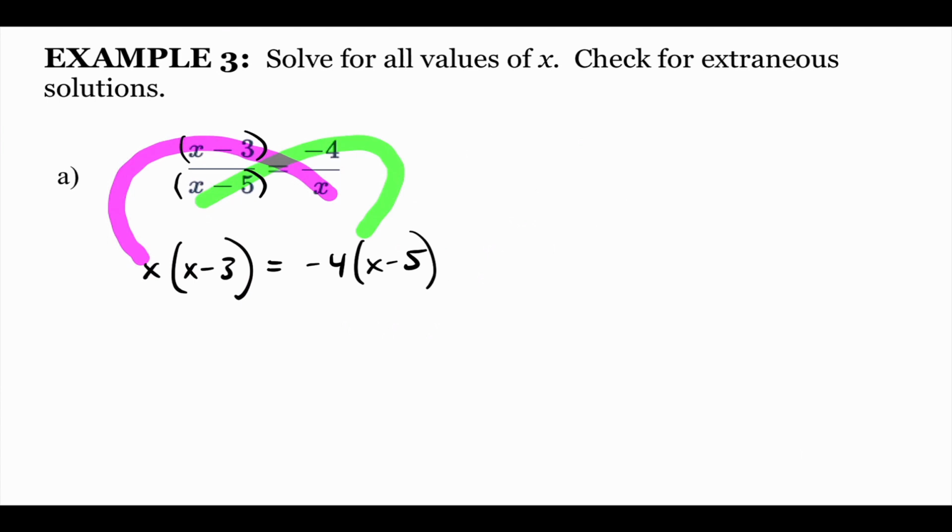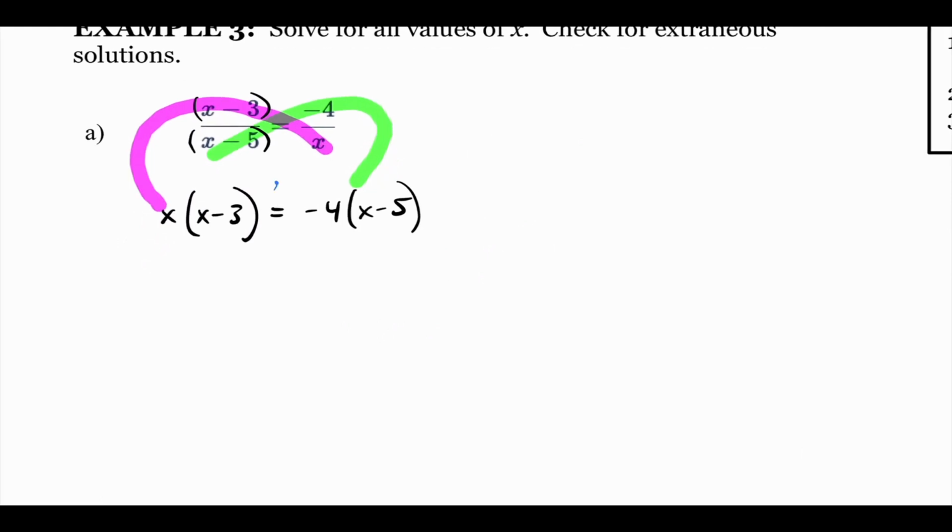So next I got to distribute. Okay, all right. So I get x squared minus 3x equals negative 4x plus 20, right? Because negative 4 times negative 5 is plus 20.